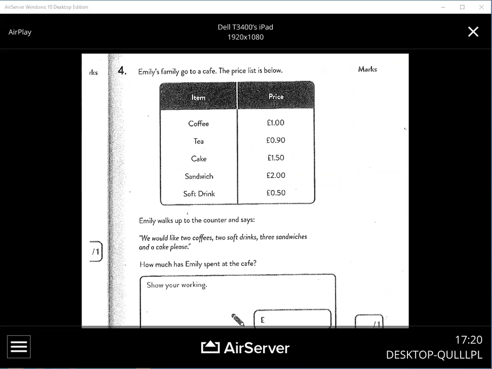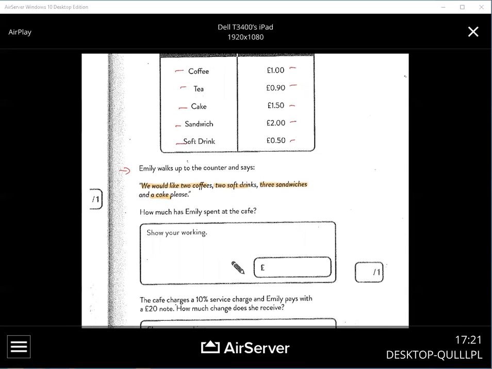Read the next question. Did you get a chance to do this paper before the lesson? Yes. Good. Okay. Read number 4 for me, please. Emily's family go to a cafe. The price list is below. So you got coffee, tea, cake, sandwich, soft drink with the prices on the right hand side. Okay, good. Emily walks up to the counter and says, We would like 2 coffees, 2 soft drinks, 3 sandwiches, and a cake, please. How much has Emily spent at the cafe?